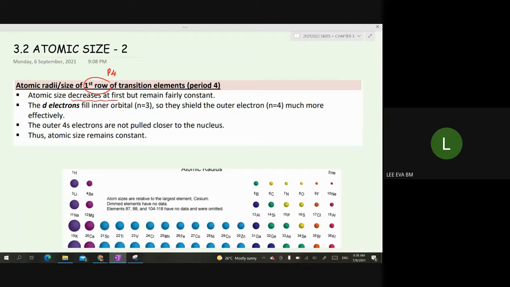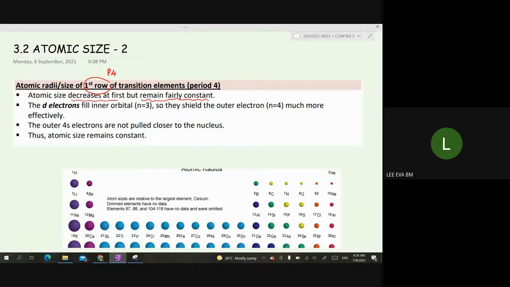So for transition elements, it only starts by decreasing, but then it will remain fairly constant. So bila awak nak ceritakan size untuk transition element, awak mesti ceritakan dua part. Decrease at first and then remain fairly constant. That means all the elements inside block D, transition elements, the size is almost the same.